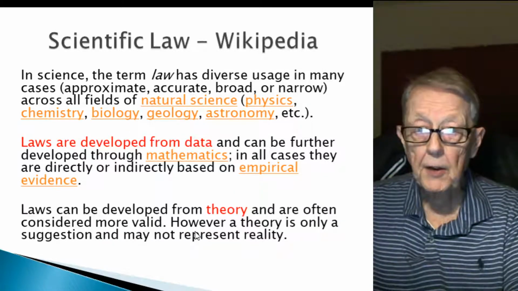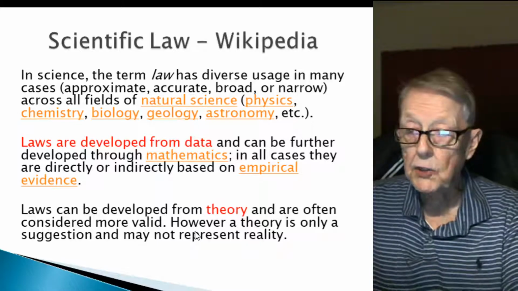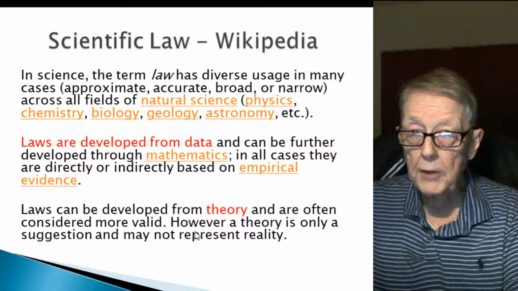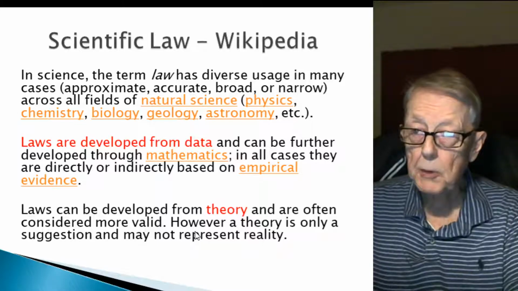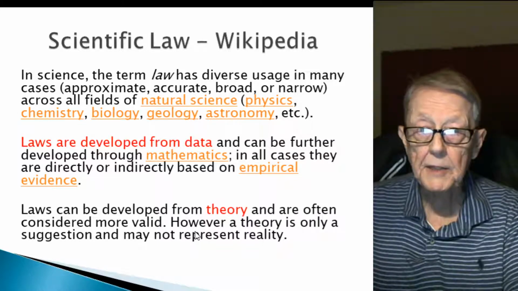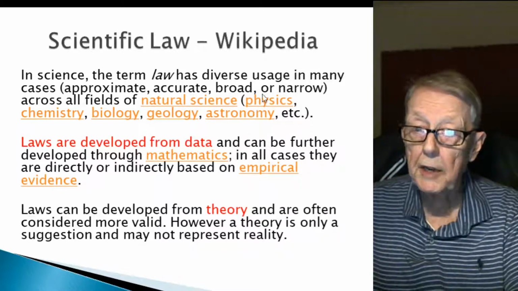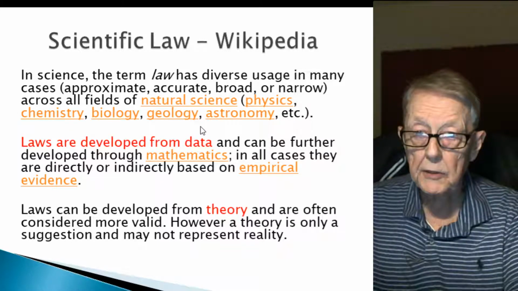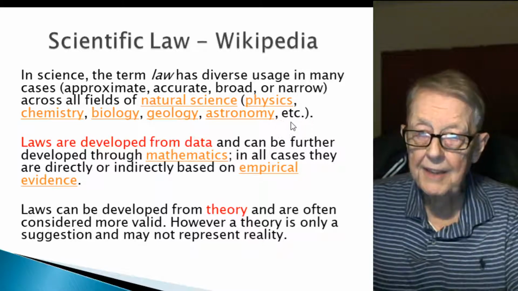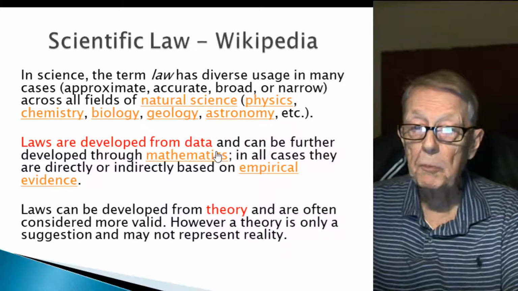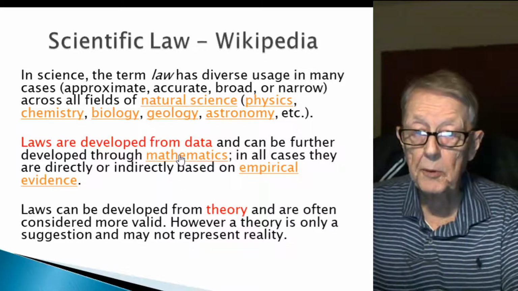And there's scientific law. From Wikipedia, I'll read: in science, the term law has diverse usage in many cases. Laws can be very approximate. They can be very accurate, broad in scope, or very narrow in scope, only applying to specific things. And they cover all kinds of fields in natural science including physics, chemistry, biology, geology, astronomy, and even a study called etc. And these laws are developed from data and can be further developed through mathematics.